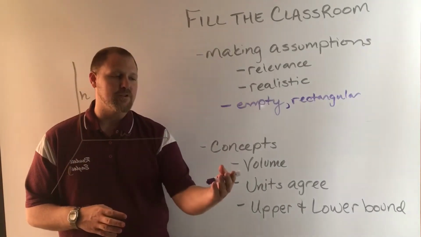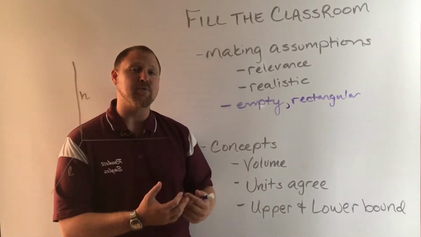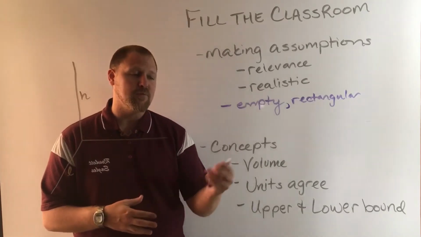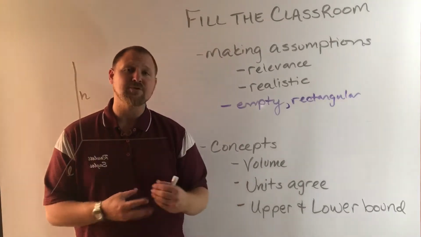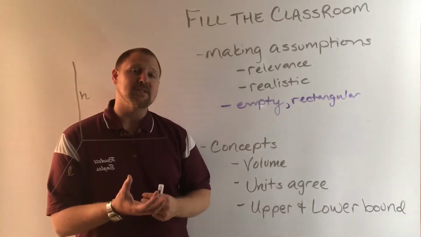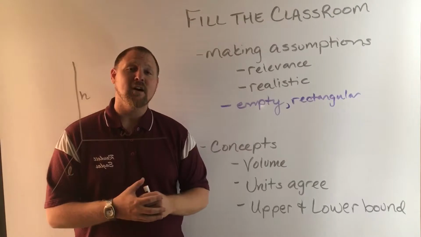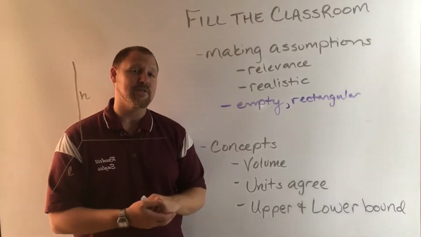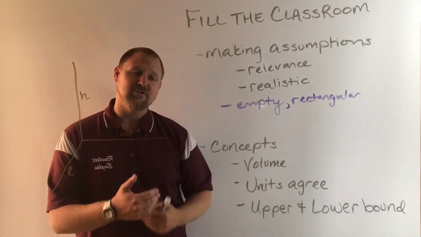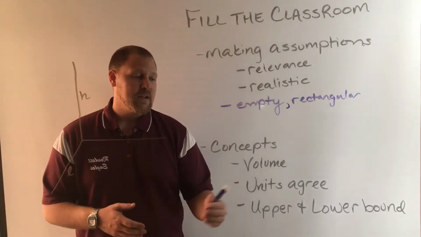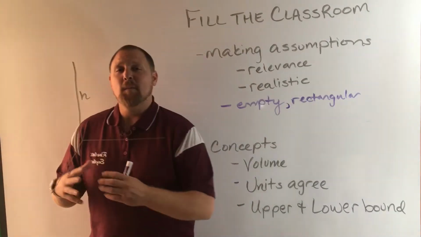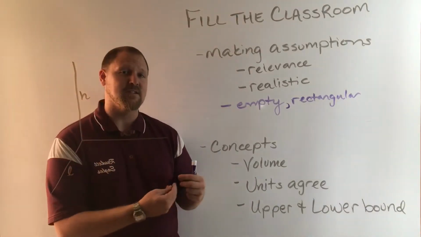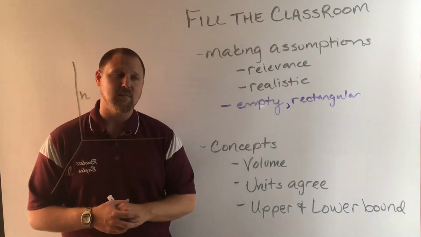Concepts that you're going to cover are volume and volume of multiple objects: rectangular prism, sphere, maybe cylinders, several different types of volume formulas you're going to need to know. You're going to want to make sure units agree, because when we talk about the volume of a tennis ball versus the volume of a classroom, you're talking about cubic feet for the classroom and maybe cubic inches or centimeters for the ball. So unit conversions is going to be big. And then upper and lower bounds. How can we come up with an estimation of too many tennis balls for that classroom, and how can we come up with an estimation of not enough? And so that's what we're about to talk about here.